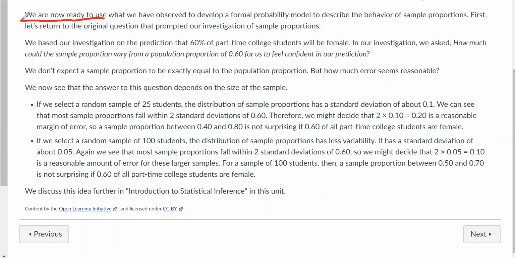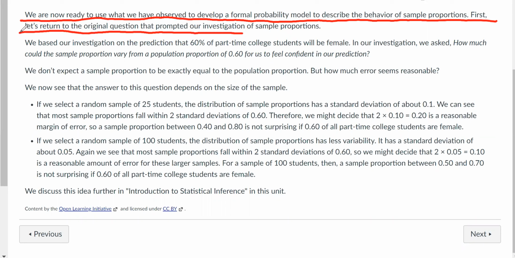We are now ready to use what we have observed to develop a formal probability model to describe the behavior of sample proportions. First, let's return to the original question that prompted our investigation of sample proportions. We based our investigation on the prediction that 60% of part-time college students will be female.